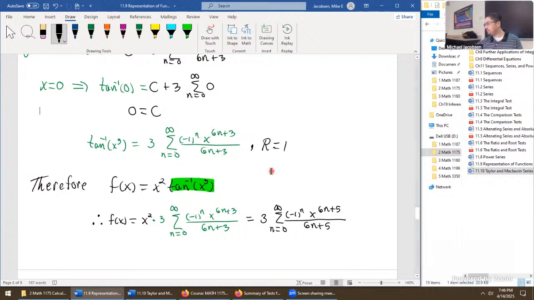Oh, sorry, say again. Oh, no, it shouldn't have had that. That was my miscopy on there. That should have still been 6n plus 3. Thanks for spotting that. 6n plus 3 from that copied over. And the radius itself is still the same as well. Radius is 1 on this.